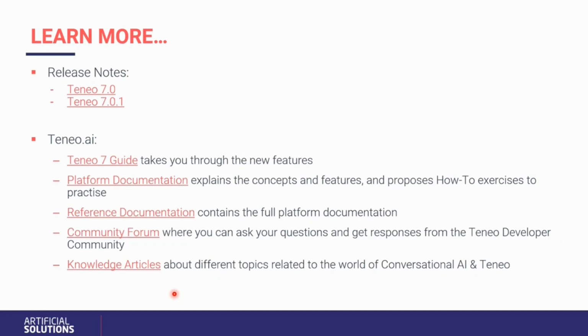You have the full platform documentation, of course, also online. You have the full reference documentation, and then you have the community and the knowledge articles with additional information about Teneo 7. Well, maybe not so much about Teneo 7 on the community and the knowledge articles yet, but of course it will come. It's there if you have any questions that you want to ask, and of course the knowledge articles about conversational AI and Teneo in general.